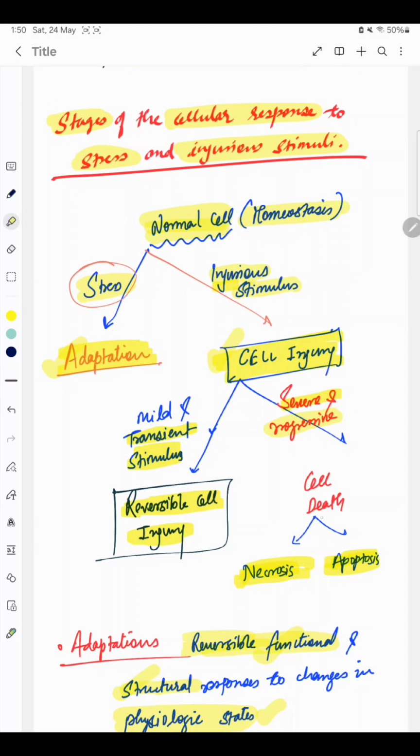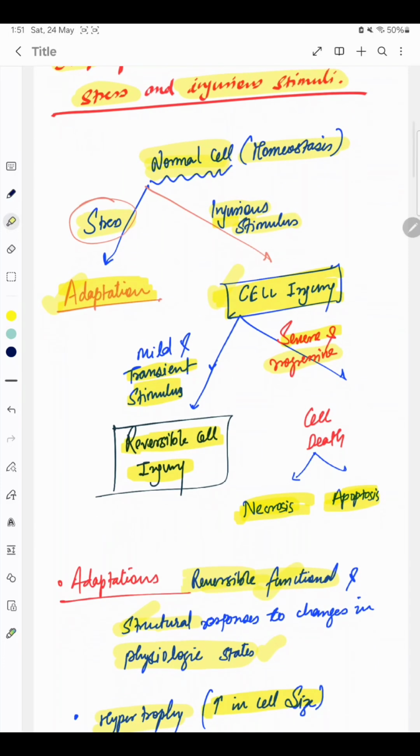And cell death can be of two types: necrosis and apoptosis. Apoptosis is also known as programmed cell death. We will discuss all these in detail in the later lectures.